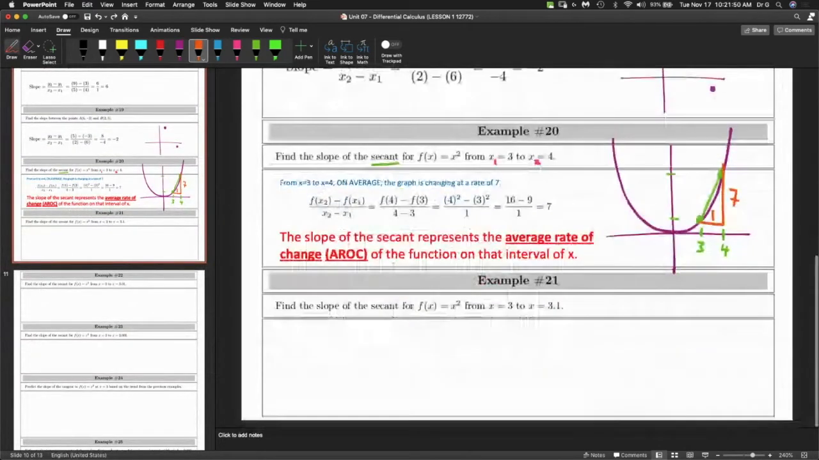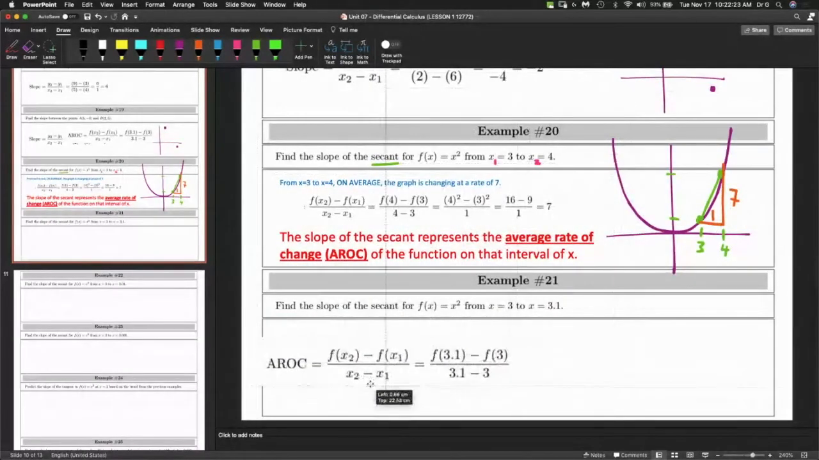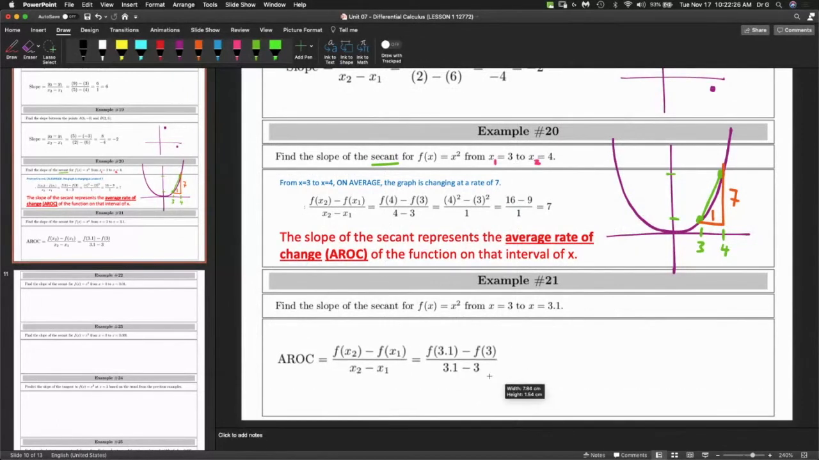So in this case, instead of finding the average rate of change or the slope of the secant from x equals 3 to x equals 4, what if we went from 3 to 3.1? You see how 3.1 is closer to 3. We're actually finding the rate of change on a smaller interval. So let's find that slope of the secant there. Yeah, it's 6.1. That's good work, Anthony.